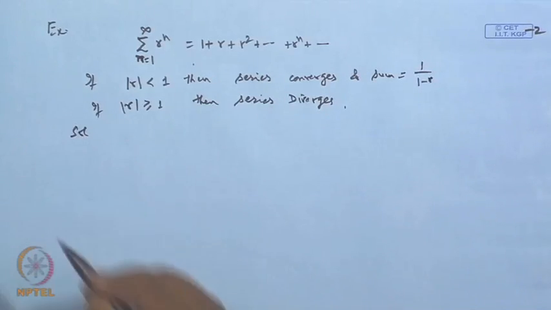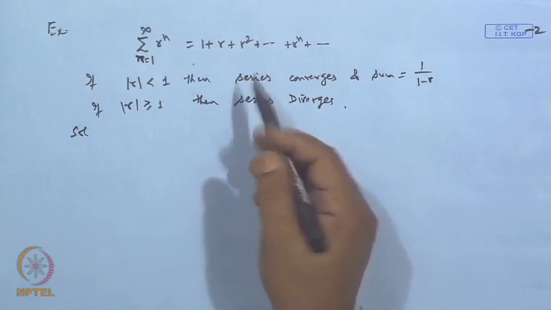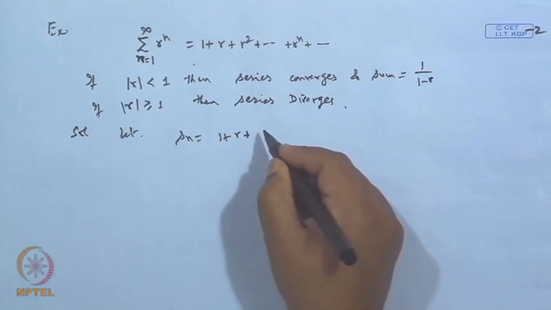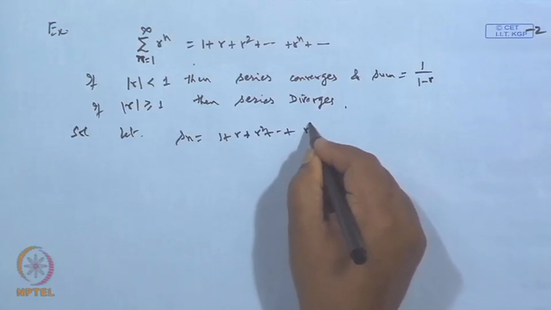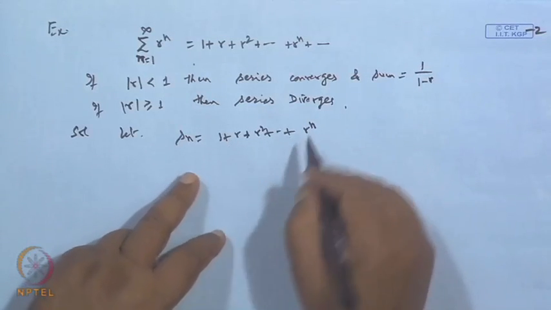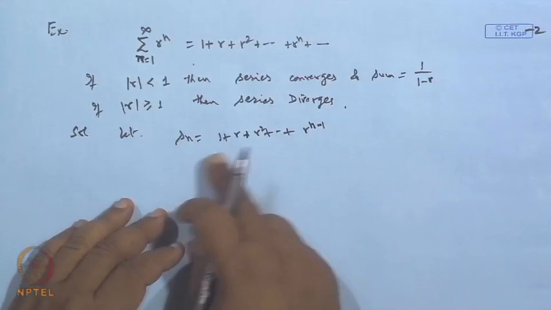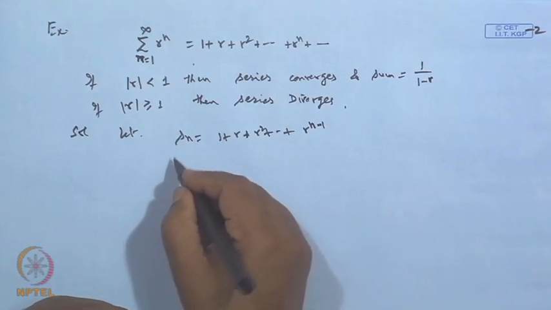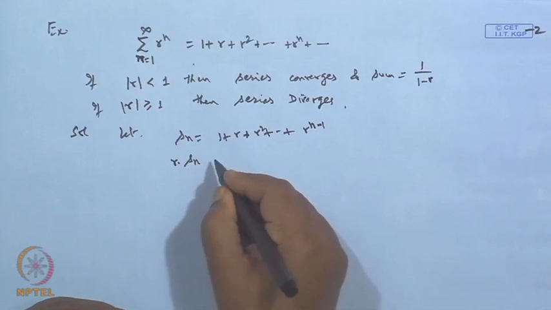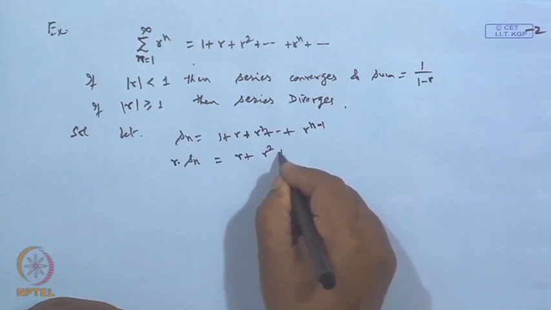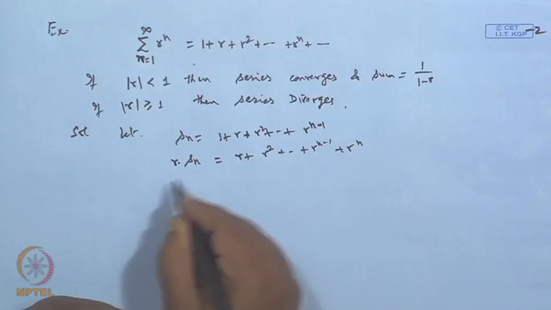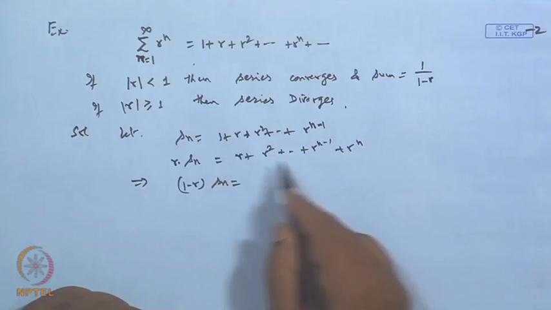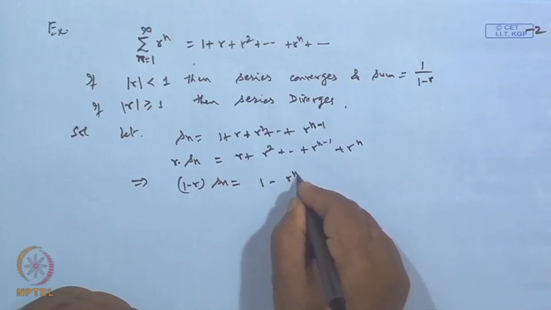The proof is very simple. Let us find the sum of the first n terms. Let S n be the sum of the first n terms, 1 plus r square plus up to r to the power n minus 1, because this is the first term, second and up to n terms. Then if I multiply this by r, r times S n is equal to r plus r square plus up to r to the power n minus 1 plus r to the power n. Now I subtract it. So, 1 minus r times S n, when subtracted, terms get cancelled and we finally get 1 minus r to the power n.